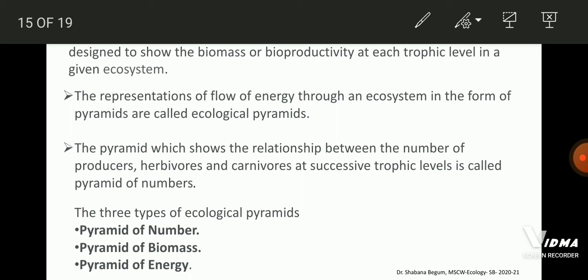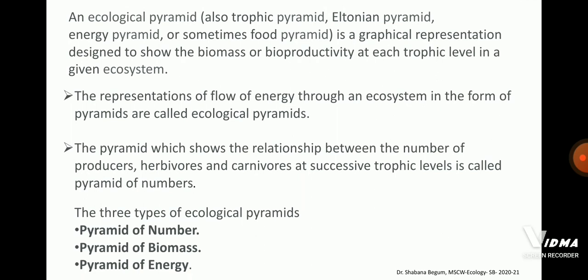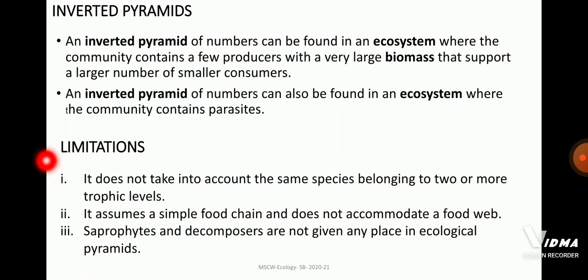They are also classified as upright pyramids, for example the pyramid of energy, and inverted pyramids, that is the pyramid of parasitic food chain. The pyramids are called inverted pyramids when the number can be found in an ecosystem where the community contains a few producers with a very large biomass that support a large number of smaller consumers. It can also be found in an ecosystem where the community contains parasites.